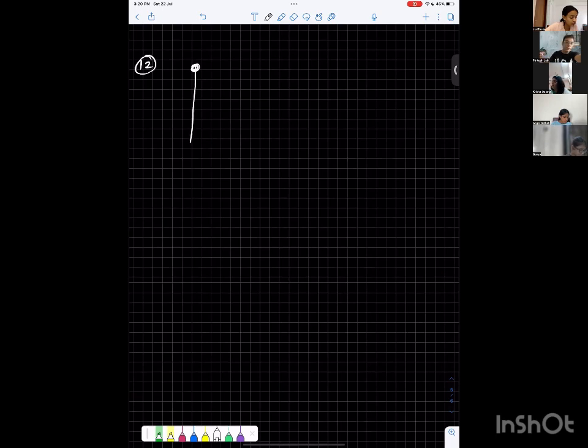A body is dropped from the top of a tower. So what is the U? U is 0. It acquires a velocity of 20 meters per second. Calculate the height of the tower. So S is equal to H is equal to question mark. What is the acceleration due to gravity given to us? 10 meters per second squared.